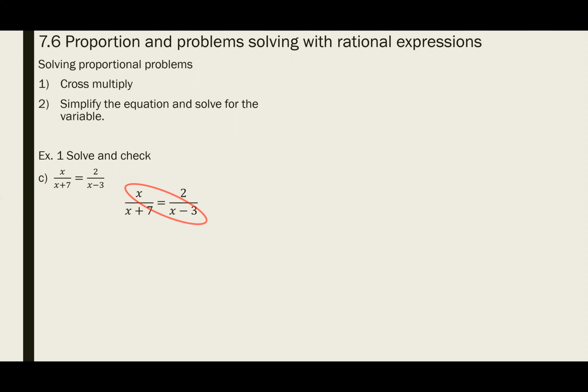Let me ask you guys to solve this x for me, and then we will go over this item. Again, this is your problem: x over x plus 7 equal to 2 over x minus 2. So we have a fraction equal to a fraction, so we need to cross multiply. See if you can solve this one for me. And then we will go over this problem.